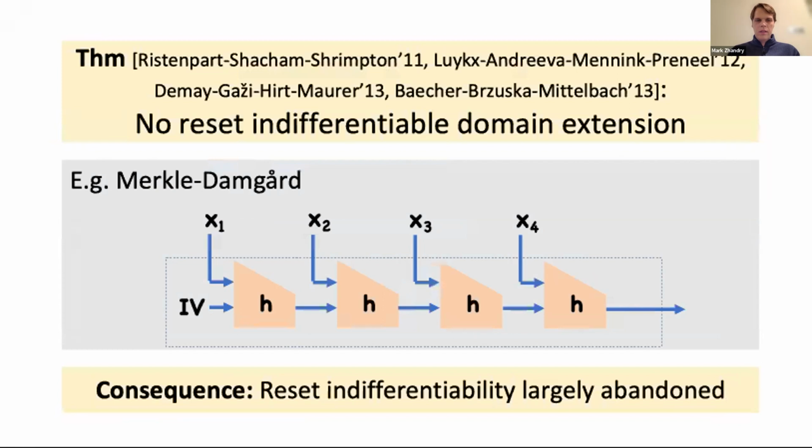Unfortunately, reset indifferentiability has some limitations. The main one being that something called domain extension is impossible. So domain extension is taking any small domain ideal object, like a small compression function, and constructing a large domain object such as what you would do with Merkle-Damgard. Or the sponge construction is also a version of domain extension, taking a small ideal permutation and constructing a large hash function. As domain extension has been one of the main applications of indifferentiability, this strong impossibility has more or less led to reset indifferentiability being abandoned with relatively few subsequent works in the area.